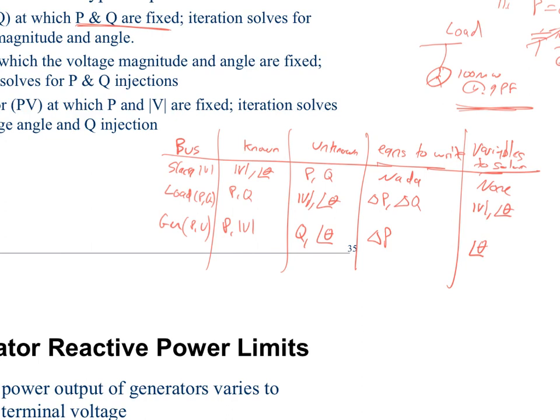But if you know the bus types and you do this little table here like this, you'll actually pull out all your variables and your equations you need to write. You can do it very efficiently.